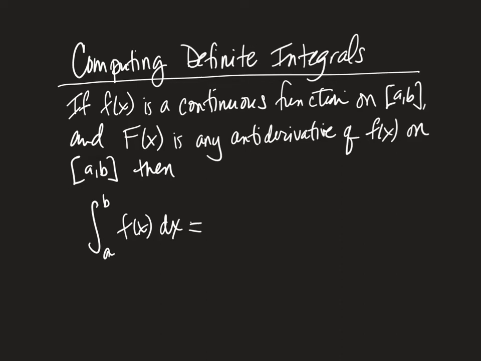A video on computing definite integrals. So we can see here we've got basically a theorem, the fundamental theorem of calculus pretty much, that says if we have a continuous function, so a function that has no holes, no breaks, no vertical asymptotes on a closed interval, and we have any antiderivative of that function on that closed interval, then we can define this definite integral.